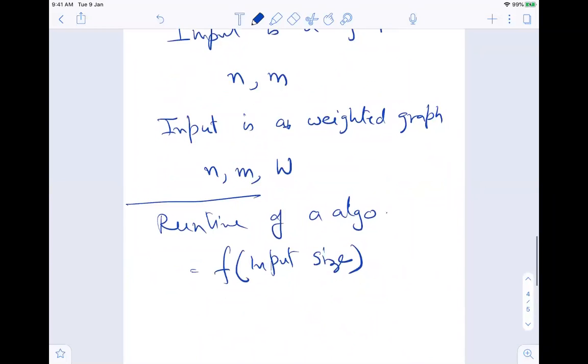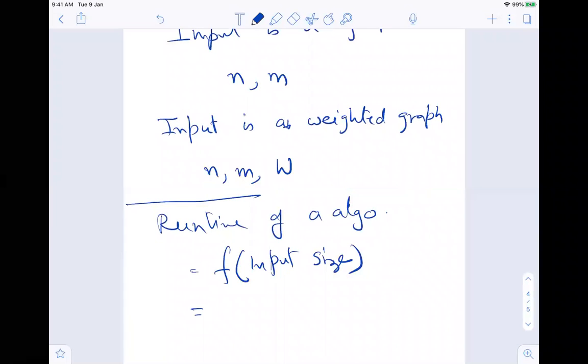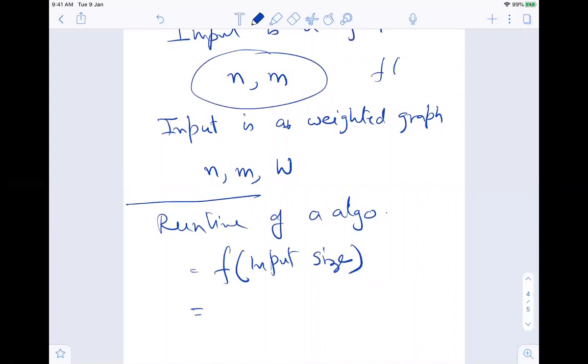Okay, the input size, right? I mean, think of it in this way. So in this first case, it is a function of just n and m. In this case, it is a function of n, m, and w. Now you might say that I can choose the w to be massive, right? 2 to the power 2 to the power 2 to the power n. Yes, you can choose w, but then the input is also big.